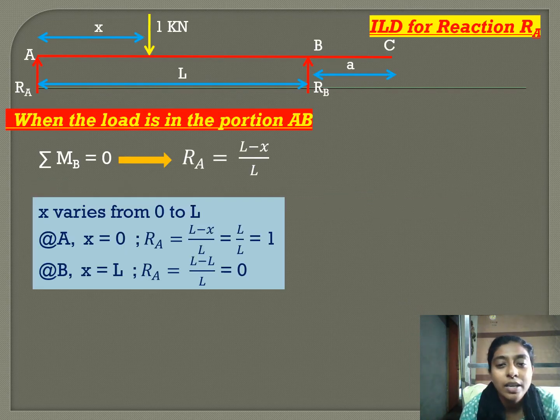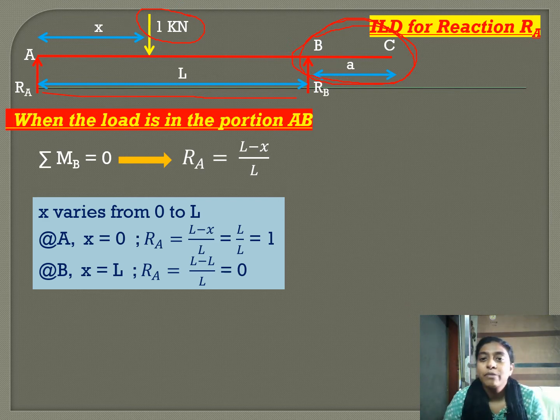So this is called a single sided overhang beam. We call this a single sided overhang beam because on one side we have an overhang. This BC is our overhang. Now this beam is of length L. We have a unit load of 1 kilonewton moving from A to C. So first we will find the influence line diagram for reaction RA.